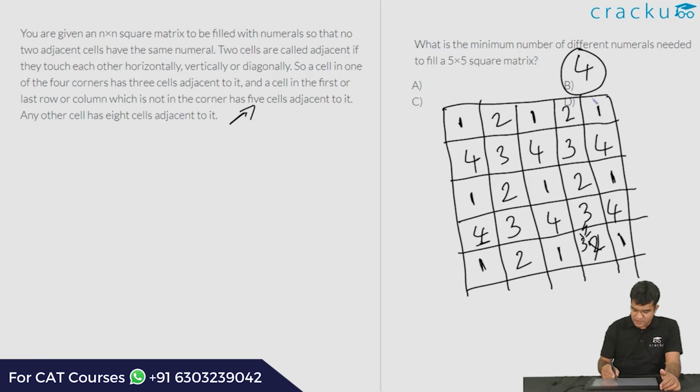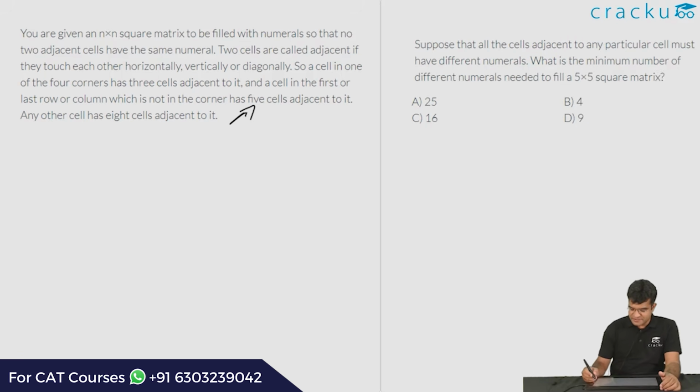But still overall in the 5 cross 5 matrix, in the 25 cells, you will have to use a total of 4 numbers. Yes, you are using a lesser number of 2s and more 3s, but overall you will be using 4 numerals. So there is no way in which you can fill up this matrix with just 3 numerals. Now let us go to the next question.